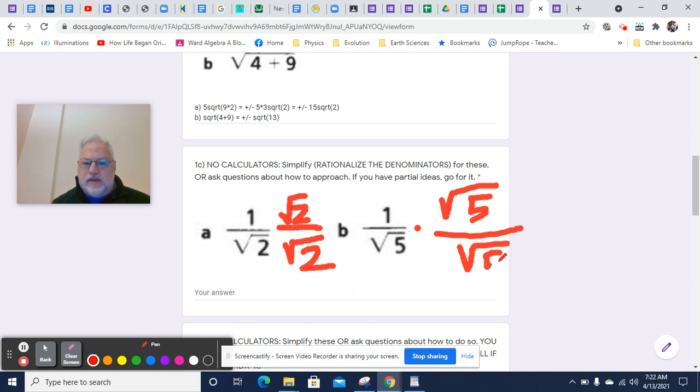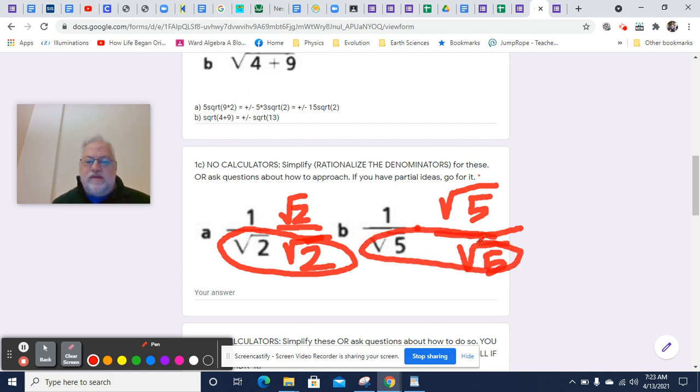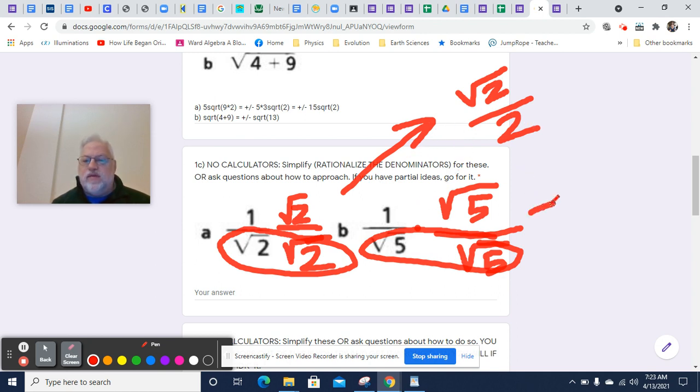And so what happens is this denominator here just becomes a 2. Square root of 2 times square root of 2 is 2. This denominator just becomes a 5. And so this one here ends up being the square root of 2 over 2. Okay, which is possibly a plus or minus. I'm going to leave that plus or minus thing alone right now.